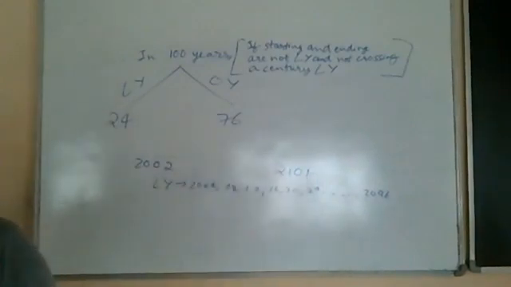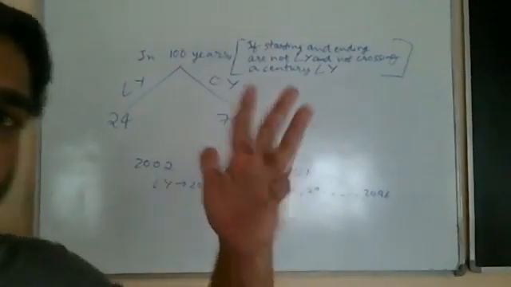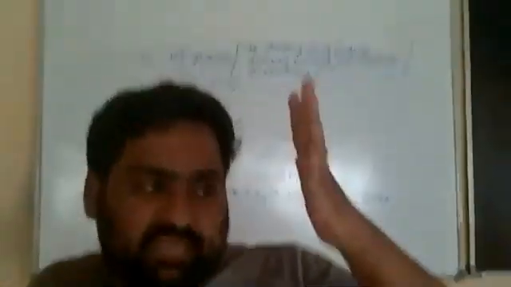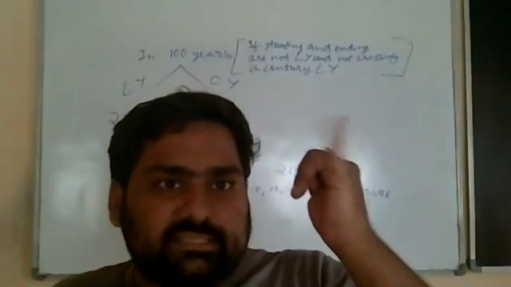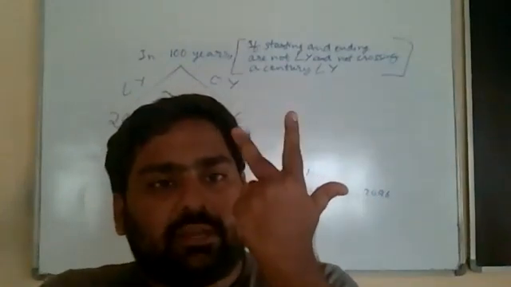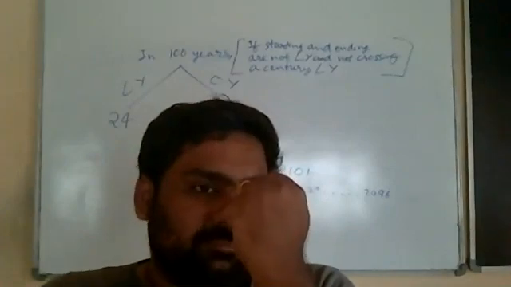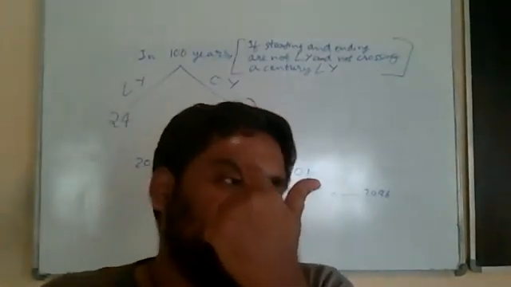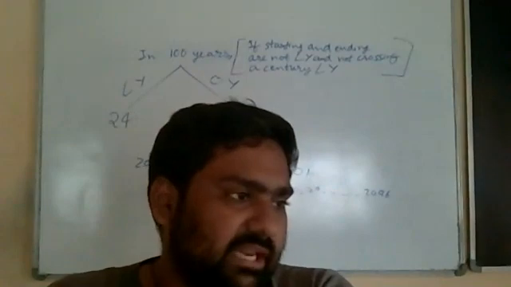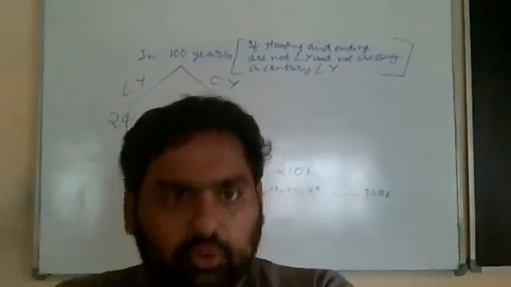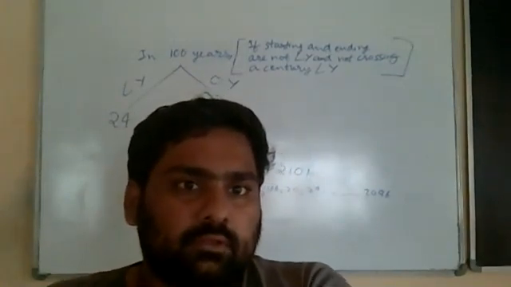How many are there? 4, 8, 12, 16, 20, 24, 28, 32, 36, 40, 44, 48, 52, 56, 60, 64, 68, 72, 76, 80, 84, 88, 92, 96. How many are there? 24 leap years. Yes or no? Getting this? 24 leap years and the remaining 76 will be ordinary years.